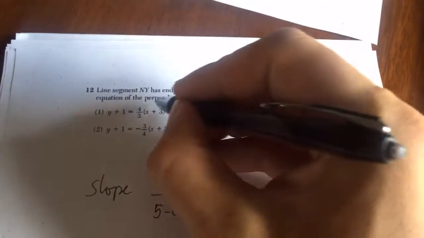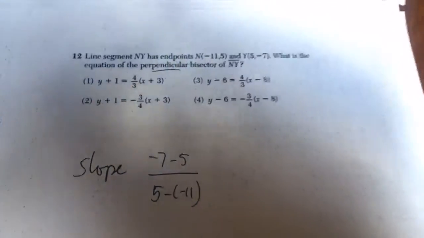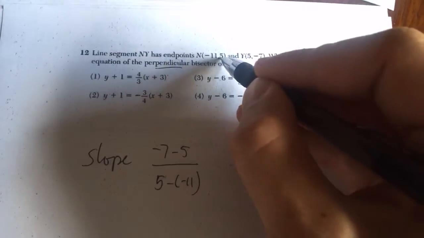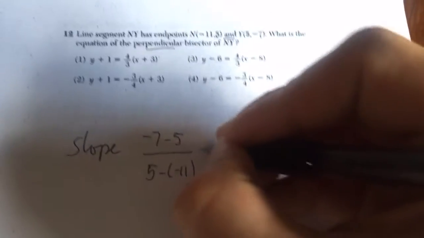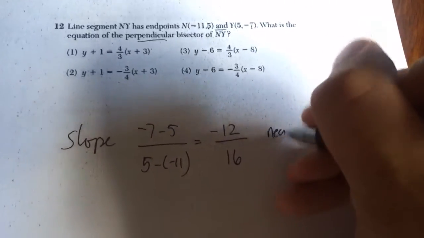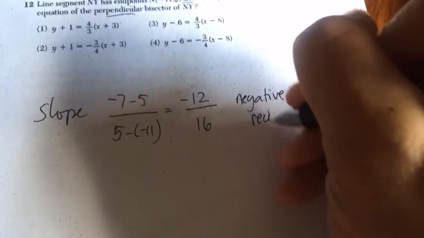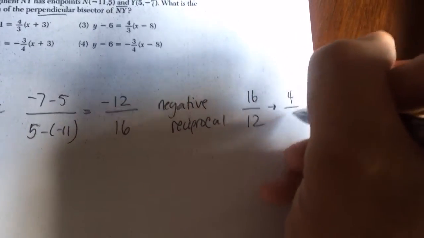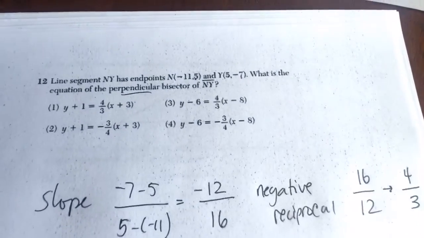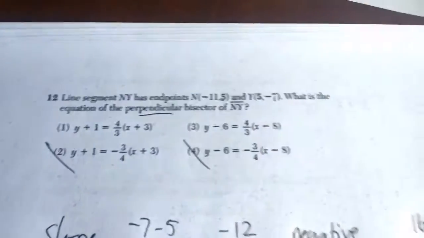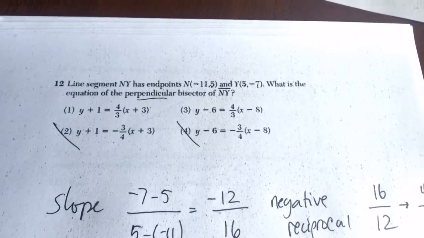When I see the word perpendicular, I know we're talking about negative reciprocal slopes. So first I am going to find the slope of these 2 points. Negative 7 minus 5 and 5 minus negative 11. So I should get negative 12 over 16. Now we have to do the negative reciprocal. So it's going to be positive 16 twelfths, which reduces to 4/3. So you're looking for which of these have 4/3 as their slope. Not 2 and not 4. So we get down to 1 and 3.